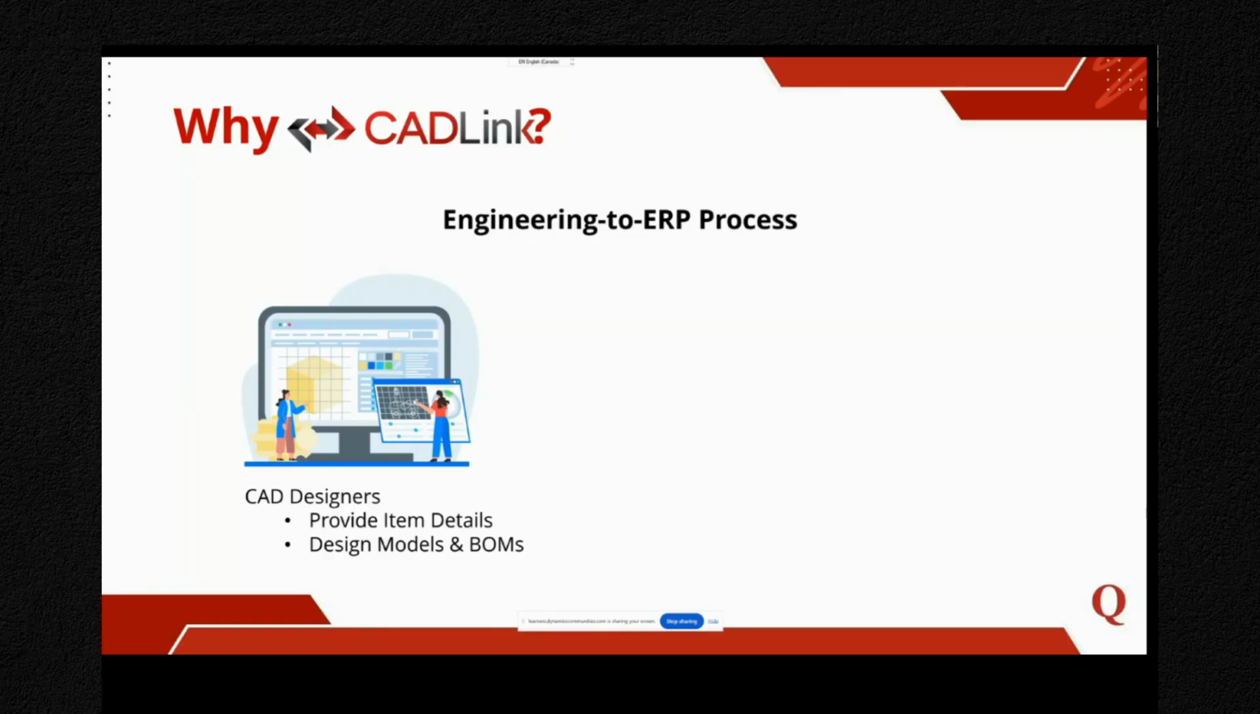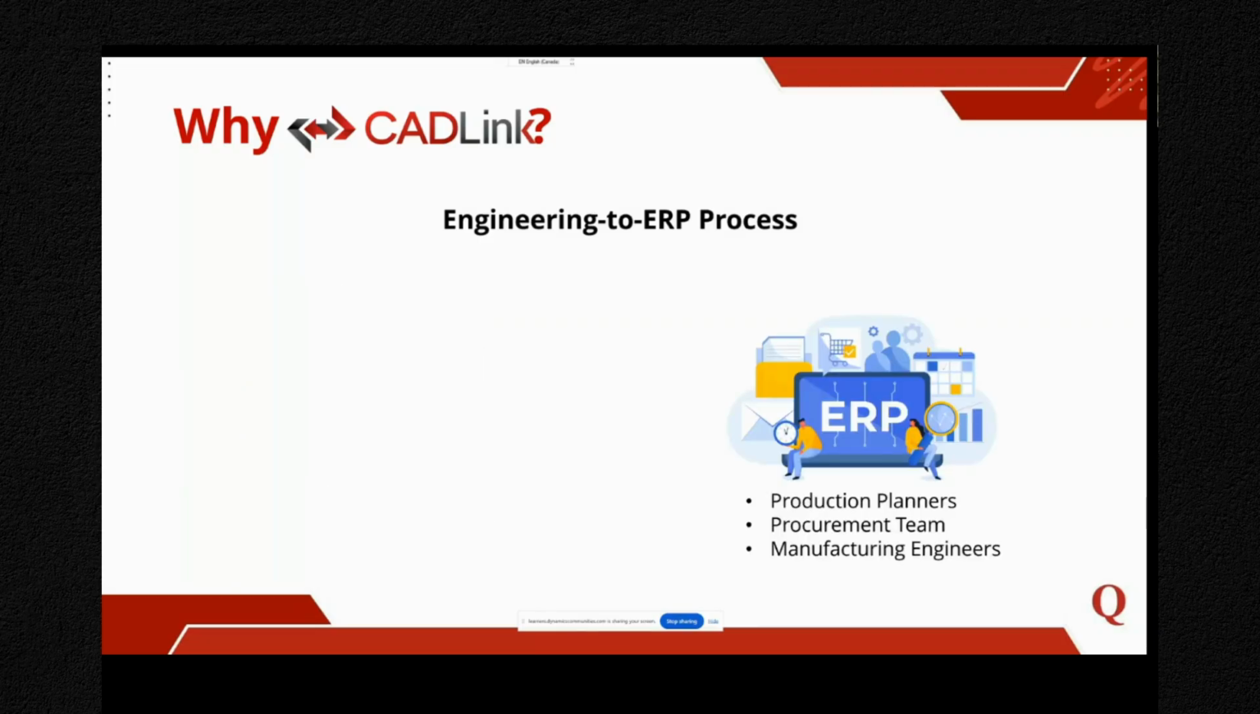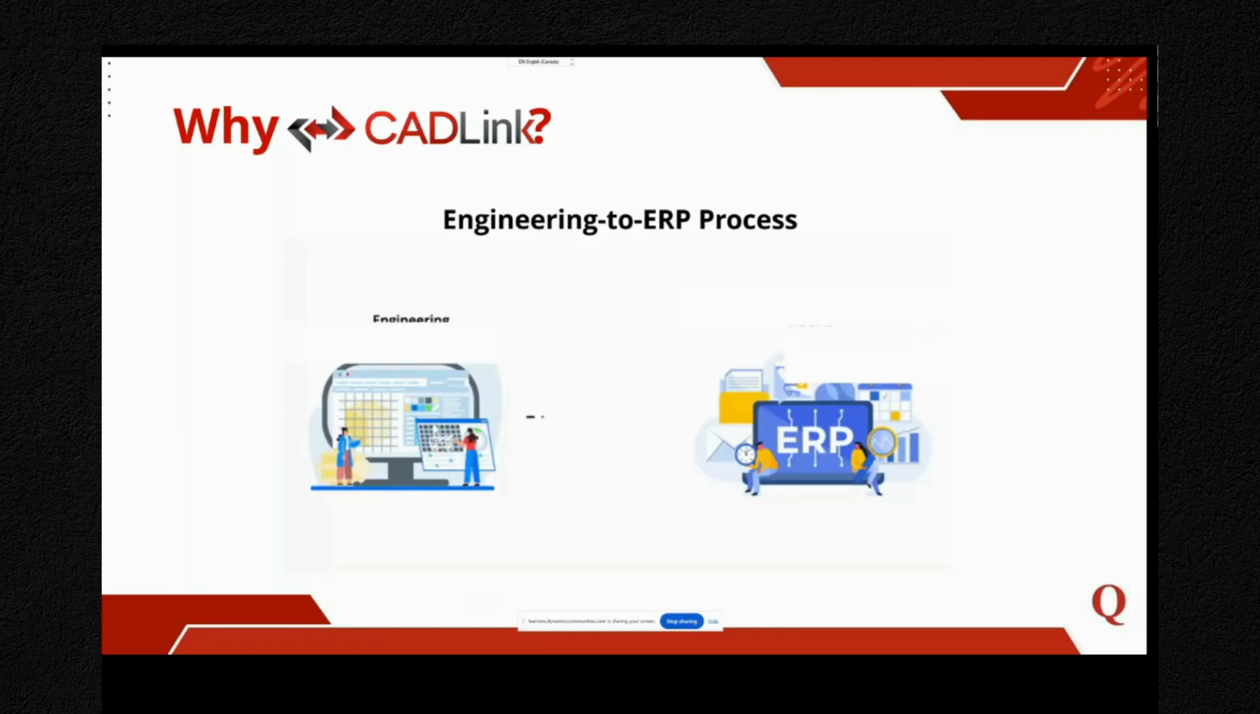The engineering to ERP process typically goes from CAD designers that provide the item details, design models, and BOMs. So they're the ones in the design software, making sure that everything is designed accurately to spec. And the other end is the ERP side, the F&O side, that has the production planners, procurement team, and the manufacturing engineers that need to know what to do with that data, right? So our job is to connect that in the middle, which typically does have that gap. The gap comes from the parts and BOMs just not getting over into F&O.